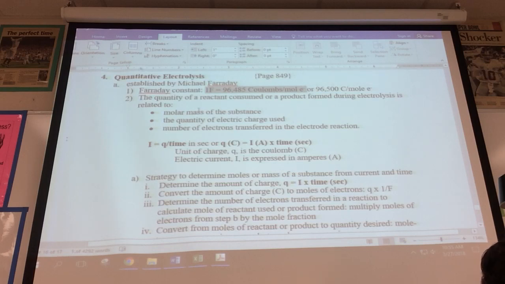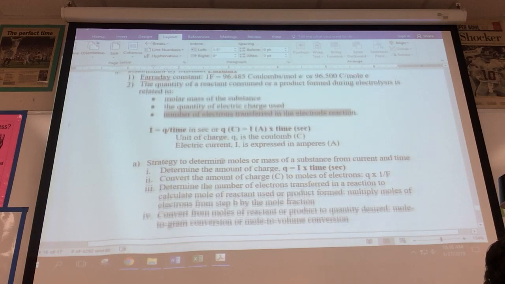We can calculate the mass of substance generated, the moles of substance generated, or we can calculate electric current or unit of charge. There's a lot of ways to go. But if you want to look at the amount of reactant consumed or the amount of product generated during an electrolysis reaction, you need to take into account the molar mass of the substance, how much electric charge is used, and how many electrons are transferred, which is why we mentioned that previously.